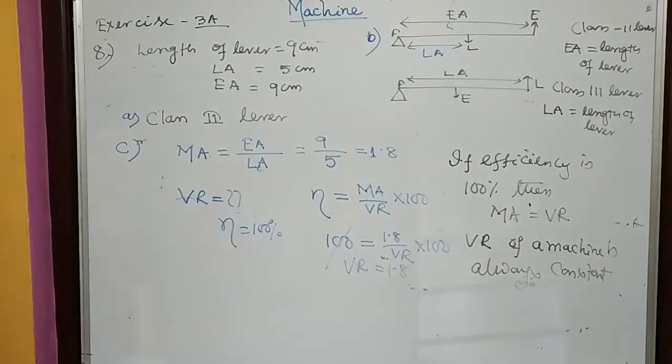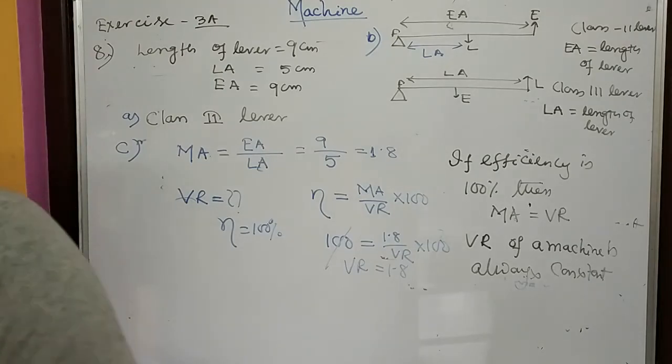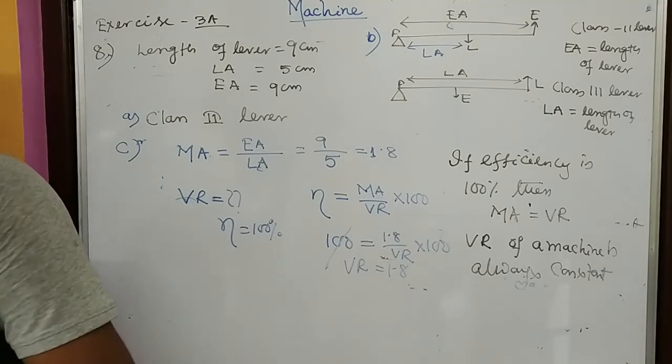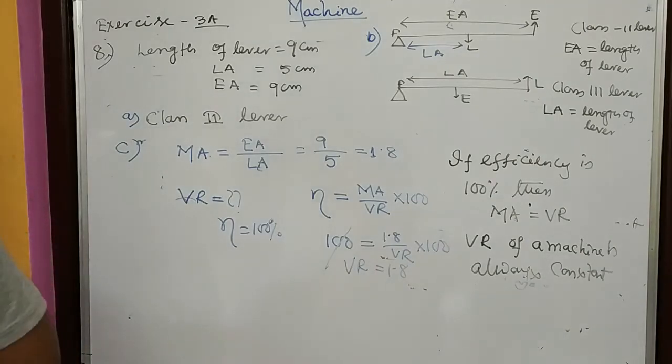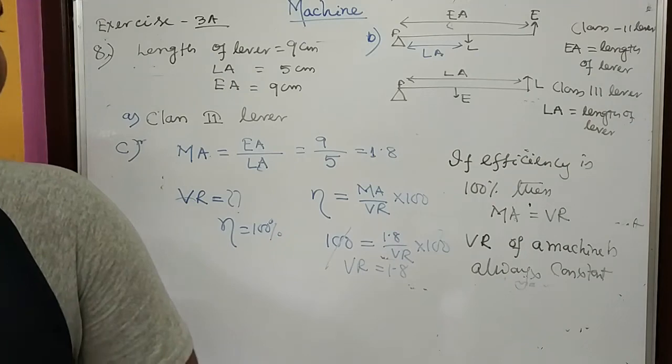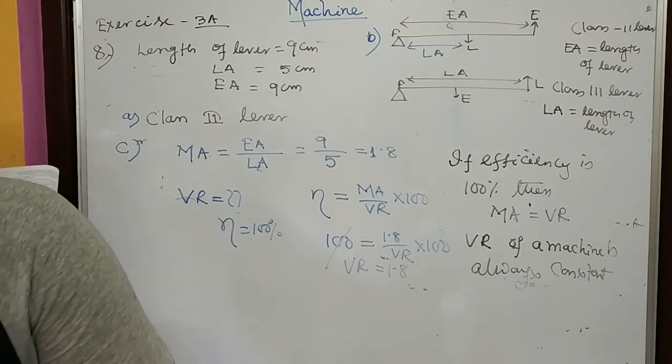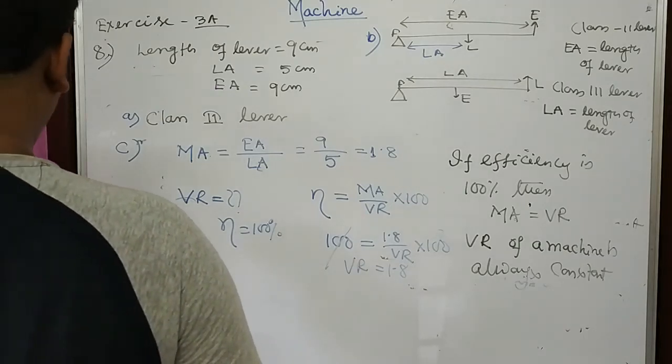Velocity ratio of a machine is always constant. It cannot be changed. But mechanical advantage of a machine can be changed. So here we have to remember that velocity ratio is always constant. In this machine, velocity ratio is always 1.8. Maybe if the efficiency is decreased, its mechanical advantage can be changed, but velocity ratio cannot be changed. That is what you have to remember.